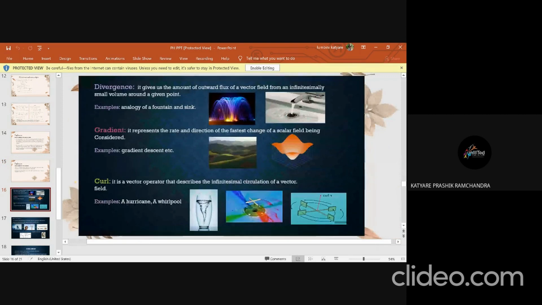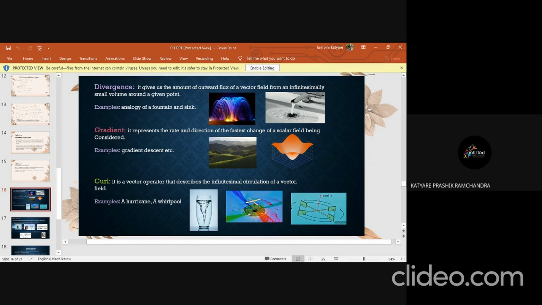Now we will explore divergence, gradient and curl with examples. Divergence gives us the amount of outward flux of a vector field from an infinitesimally small region around a given point. Example, the analogy of a fountain and a sink, as we see in the images of a fountain and a sink. Divergence simply measures how the flow is expanding at a given point.